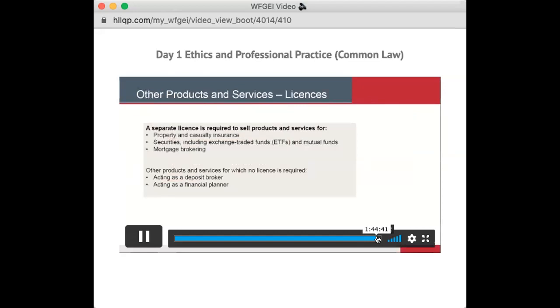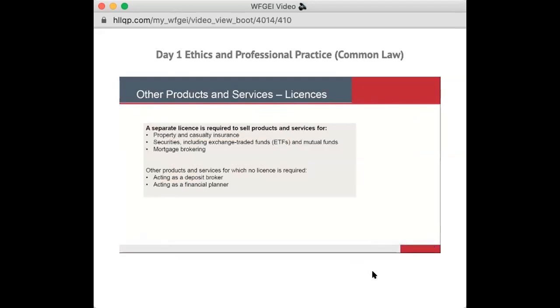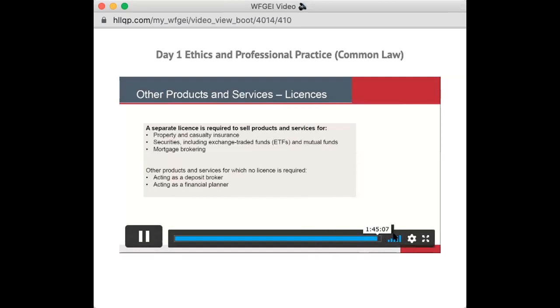Okay. So other products and services that you could get: a separate license is required to sell products and services for P&C. In other words, your life license does not allow you to sell car and homeowners insurance, so no property and casualty insurance. You can get a license for that, of course, but a life insurance license will not allow you to do that. Again, you can get a securities license if you want, so you can trade in stocks, bonds, things of that nature. You can also be a mortgage broker and also get a license. So the license that you have right now does not allow you to do any of those things, but it doesn't stop you from getting those licenses. In other words, no restriction here at all.